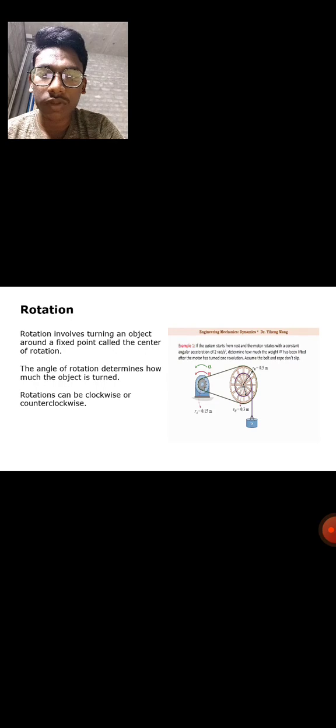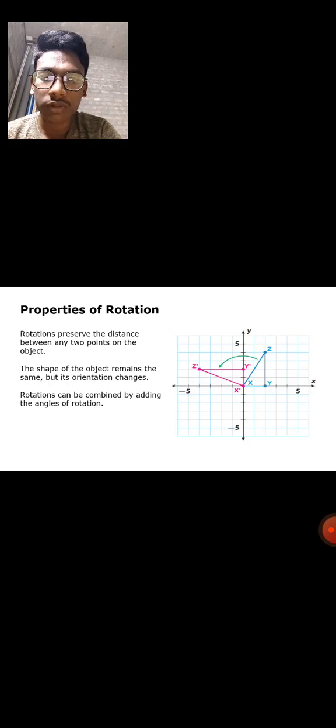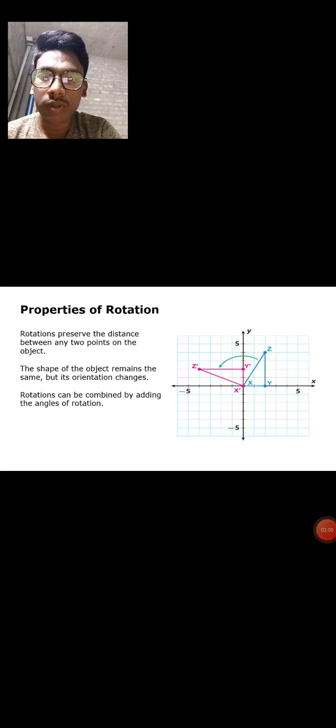Rotation. Rotation involves turning an object around a fixed point called the center of rotation. The angle of rotation determines how much the object is turned. Rotation can be clockwise or anti-clockwise. Properties of rotation. Rotation preserves the distance between any two points on the object. The shape of the object remains the same but its orientation changes. Rotations can be combined by adding the angles of rotation.